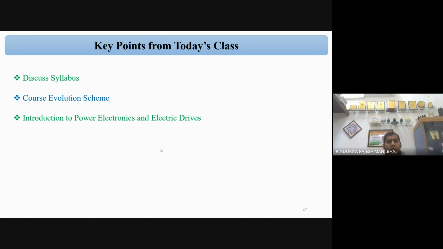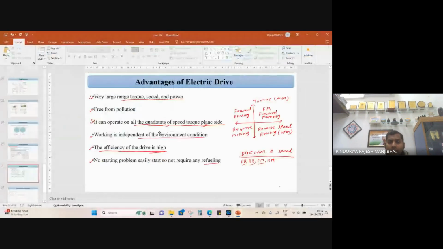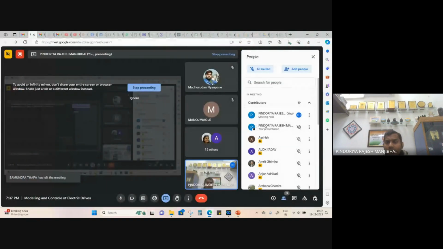So the key points from today's class: we discussed the fundamentals of the block diagram of electric drives. Then we discussed the different types of elements of electrical drives, then the torque speed characteristic, and the final topic was the motion dynamics of electric drives. Any confusion, any query, students, from today's class? Yes, students, any query?